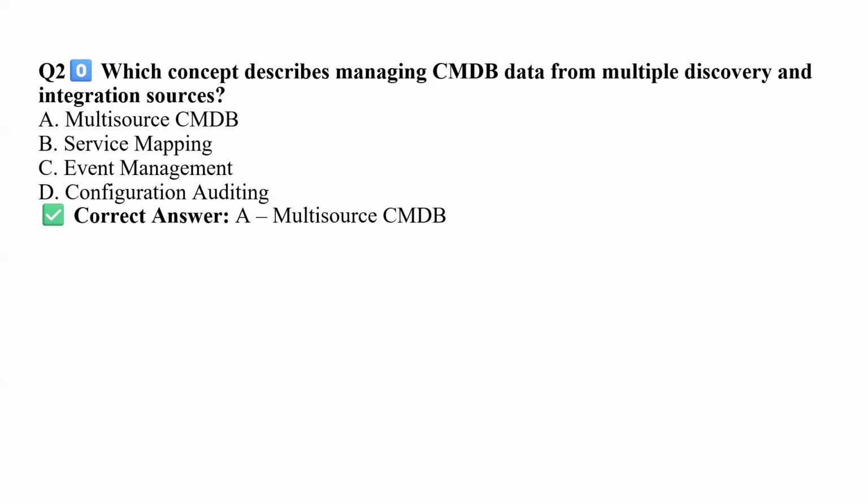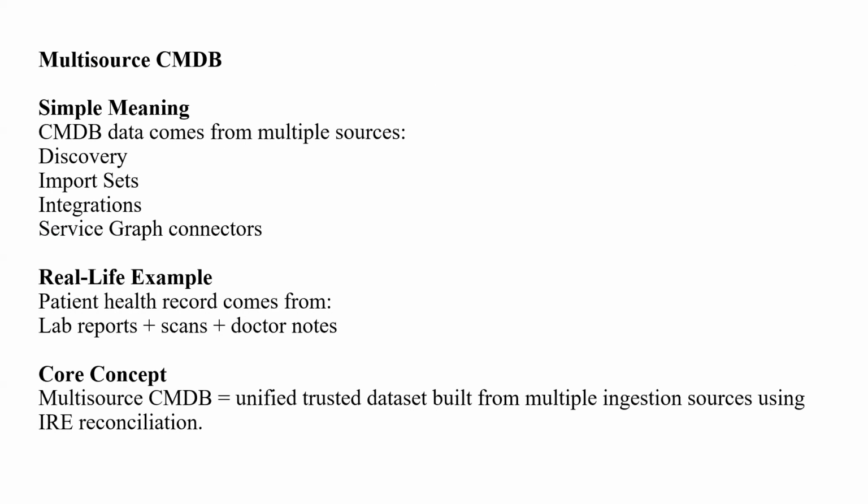So what is multi-source CMDB? Multi-source CMDB means CA data is collected from multiple tools and merged into one trusted record. The technical example is CMDB data coming from discovery, import sets, integrations, and service graph connectors. A real life example is a patient's full medical record being created using lab reports, scan results, and doctor notes. So the important core concept is that multi-source CMDB builds a unified and trusted CA dataset using multiple ingestion sources and IRE reconciliation.